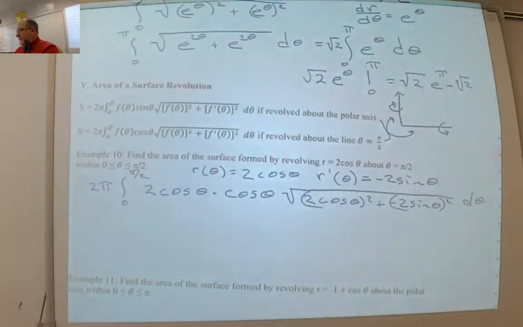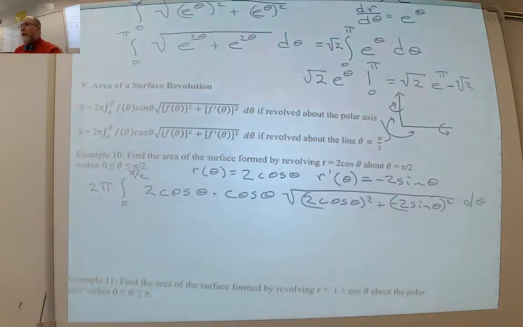Are those the only two lines that they'll ask you to revolve around? Pardon? She's asking if they can revolve around different lines. You're only going to have it revolve around either the polar axis, the x-axis, or pi over 2. That's all we're going to do in here. Okay?